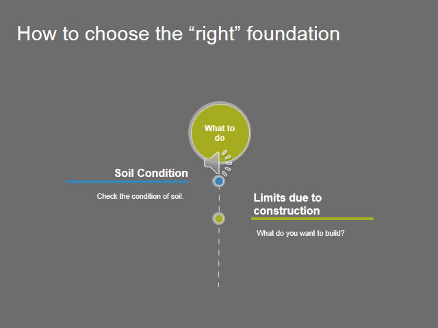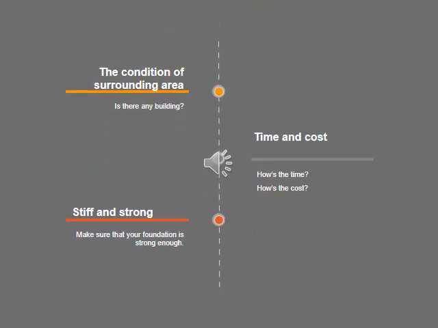Second, limits due to construction. After examining our soil, it is necessary to know what type of building we want to build. Is it an apartment or a house? From this step, we can make sure that the type of foundation that we have chosen is the right choice. Third, the condition of the surrounding area. Furthermore, the condition of the surrounding area also plays an important role. Before building our building, we have to know the condition of our project.